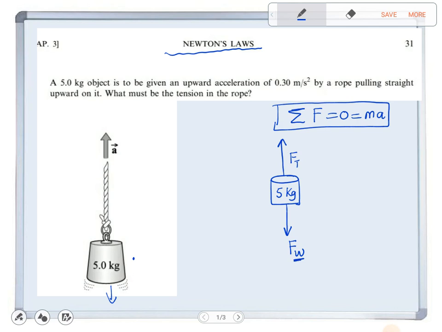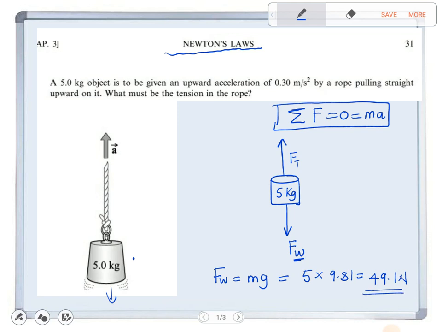What is weight? We know that weight, Fw, is just mass times gravity, and the mass given is 5. Gravity usually we use 9.8, or 9.81, which is usually the approximate one. Please get your calculator. For me, it's giving me 49.1 newtons. So this is the weight.